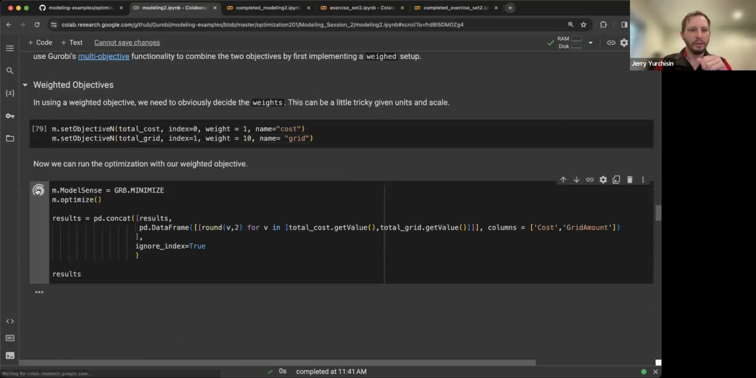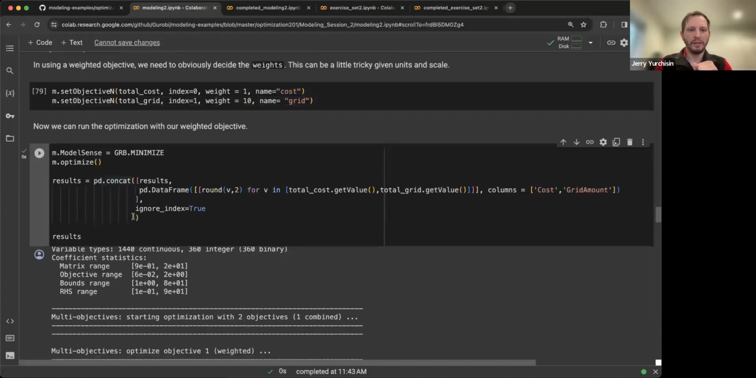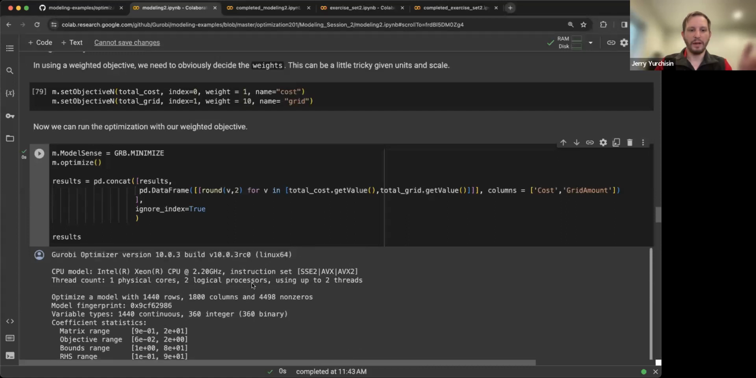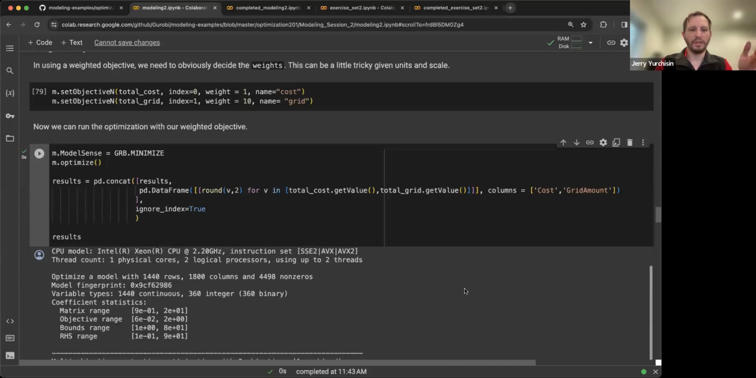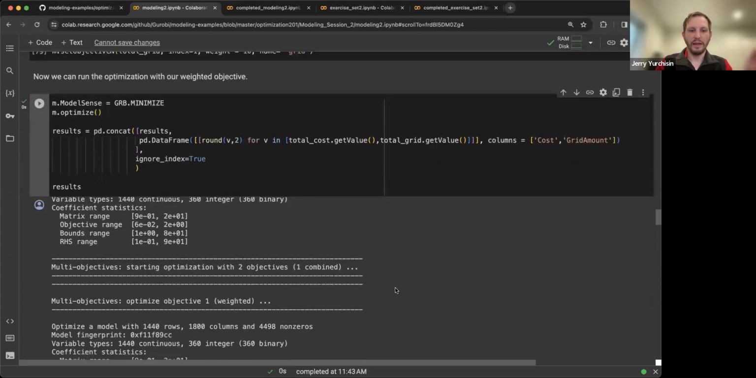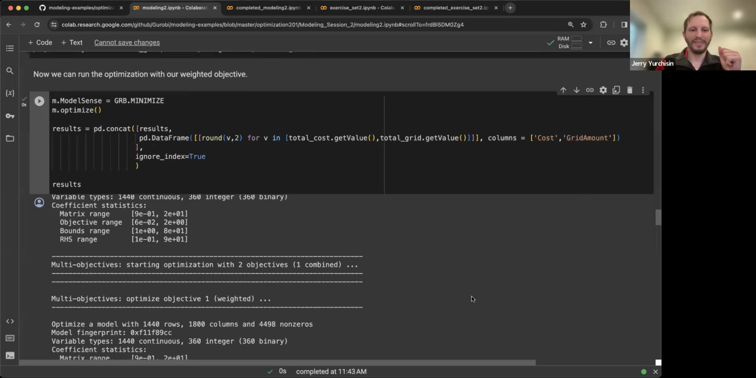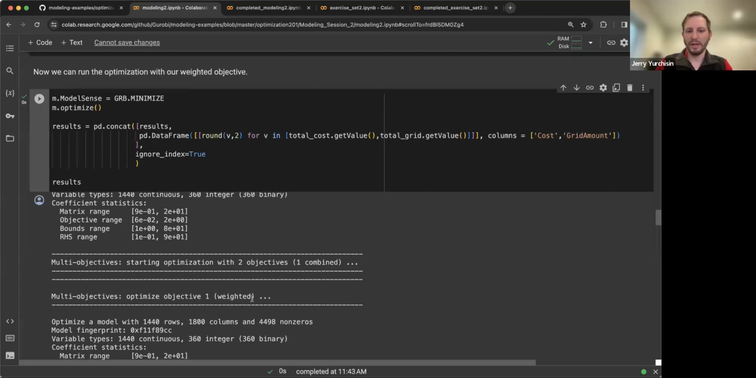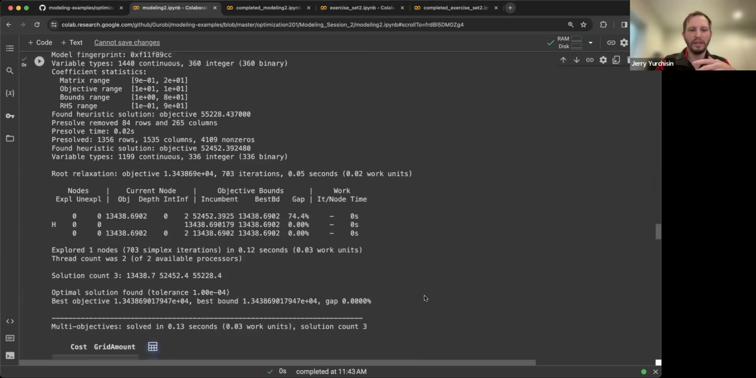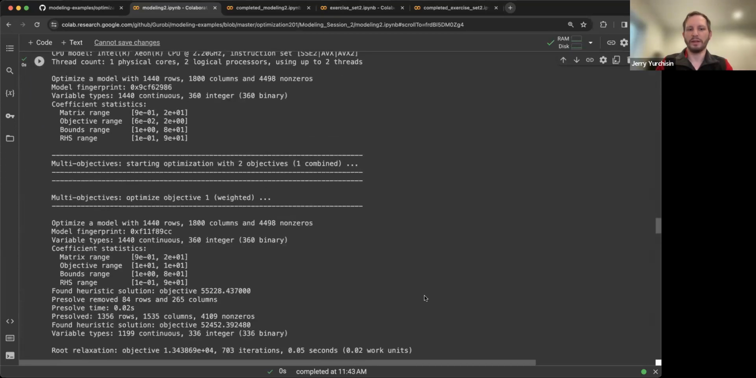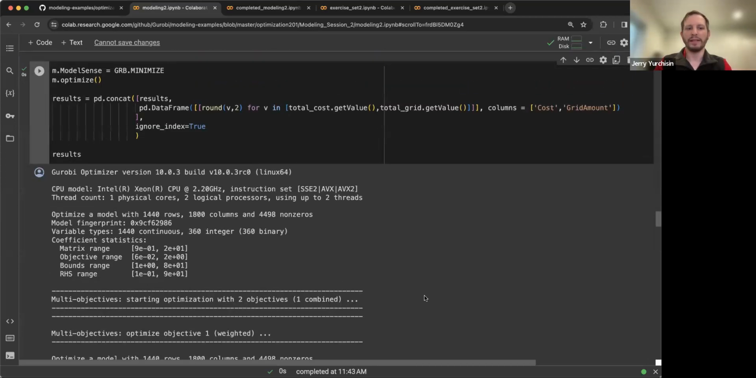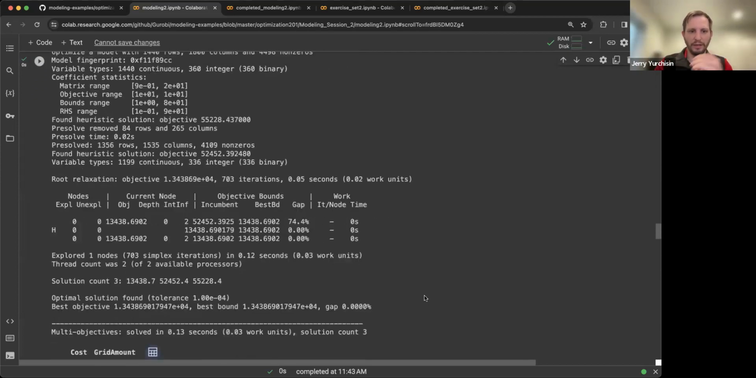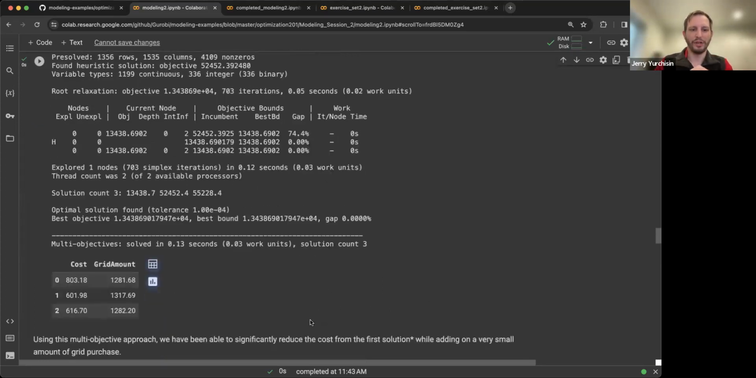So we're going to set our sense for the model as minimize, and then optimize our multi-objective, and we see that, hey, we have 2 objectives. They're combined. So we're optimizing the objective, and it's weighted. So we see that. So Gurobi, in the output log, is immediately recognizing, okay, you have a multi-objective problem. So let's let you know that I know that, which is good.